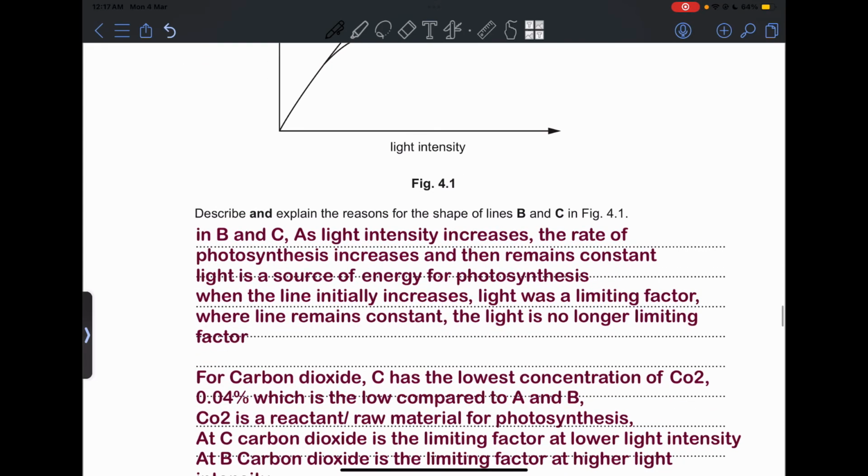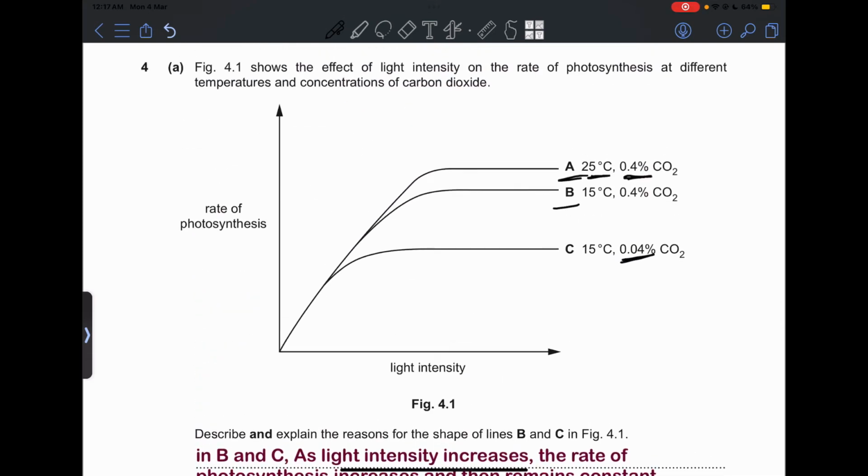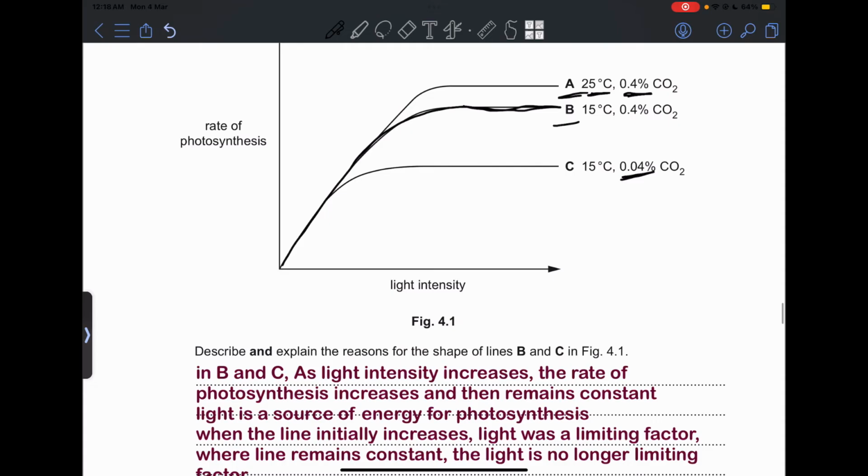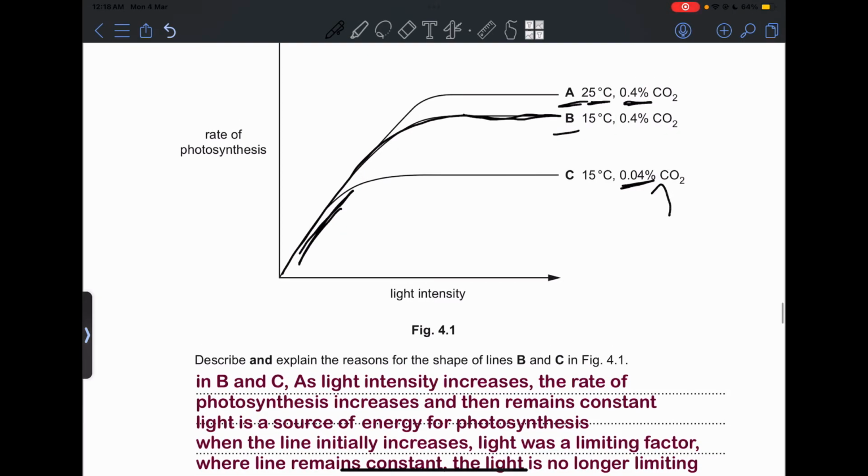Now let's see. In B and C, as the light intensity increases, the rate of photosynthesis increases, and then remains constant. We can see that the graph was increasing and then suddenly became constant, like a straight line. This means that in the beginning, when it was increasing in this area, light was a limiting factor. A limiting factor is something that is missing from the plant that is needed for photosynthesis. For example, here the limiting factor is carbon dioxide. There is low carbon dioxide. If we increase the carbon dioxide, then the rate will increase a little bit.